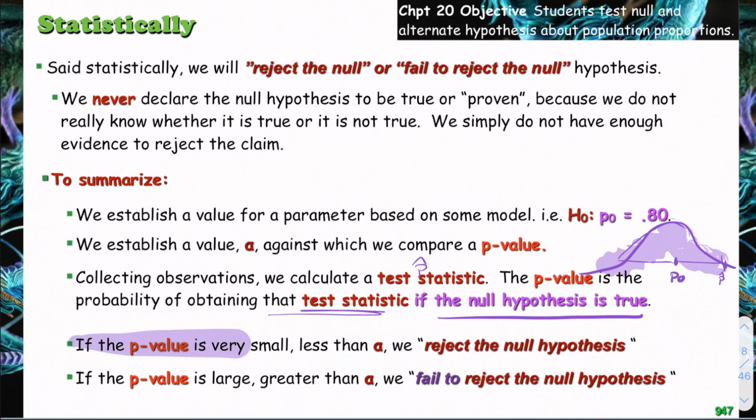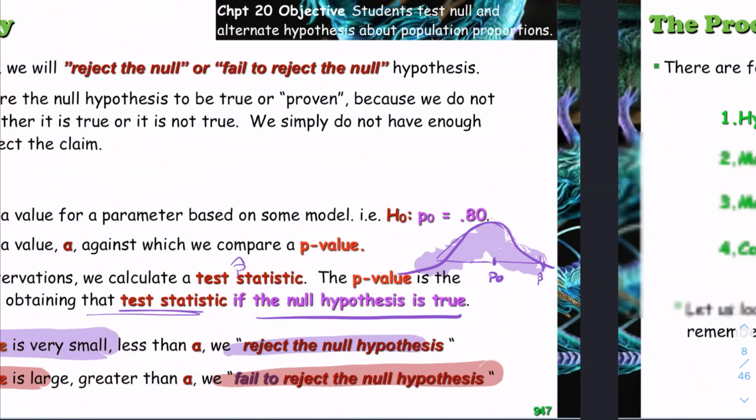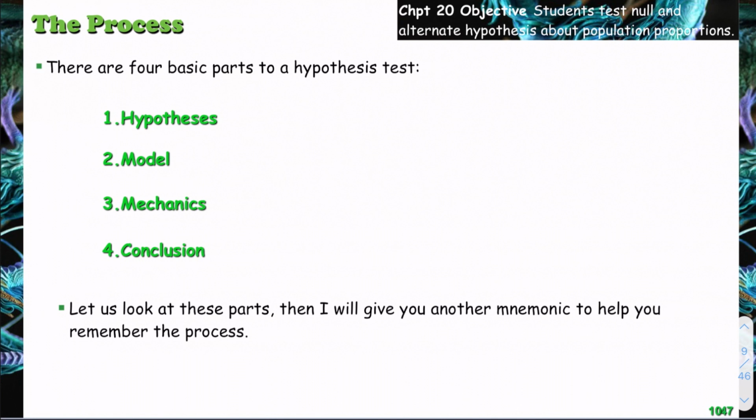If the p-value is very small, less than the alpha that we selected, we reject the null. If the p-value is large, or if it's greater than our alpha level, we fail to reject the null. So those are our two options. The process that we're going to conduct is much better done with a problem set. There are 4 basic parts to a hypothesis test. You have your hypothesis, you have your model, you have the mechanics, which is really doing the work, and then you have your conclusion. So we're going to look at these parts, and then I'll give you another mnemonic to help you remember the process.